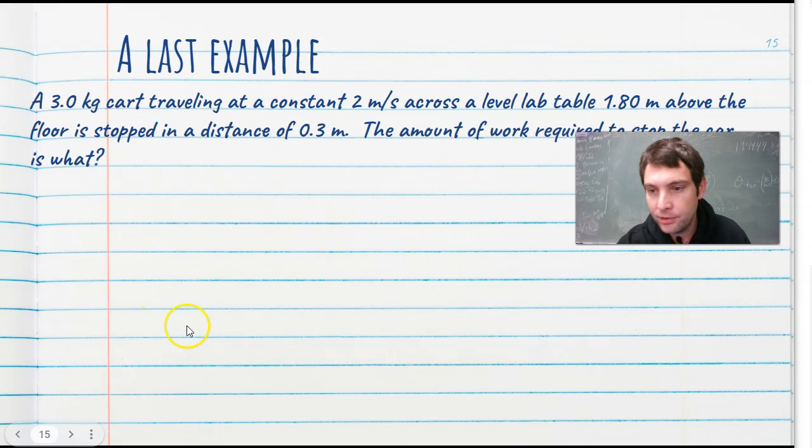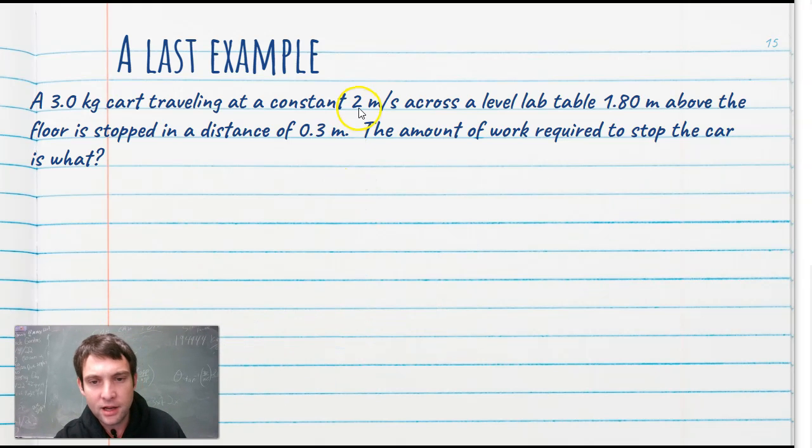One final example. We've got a 3 kilogram car traveling at a constant 2 meters per second across a level table 1.8 meters above the floor, and it stopped in a distance of 0.3 meters. The amount of work required to stop the car is what?